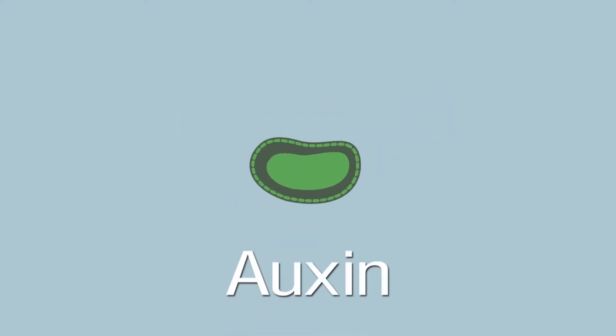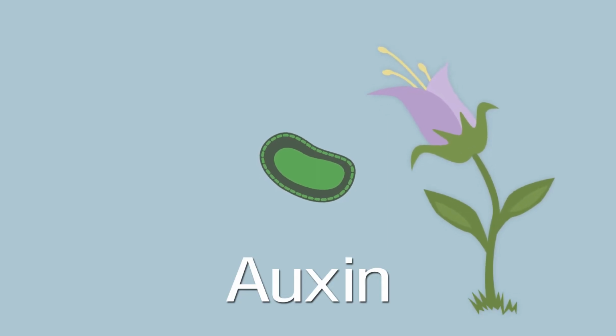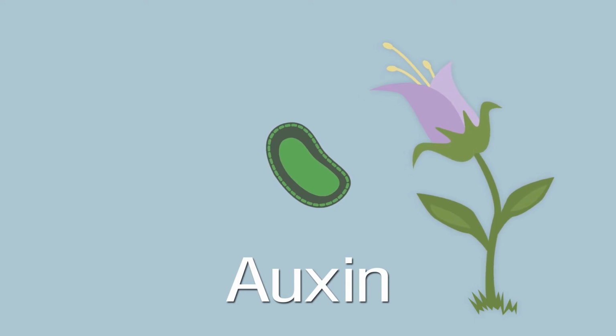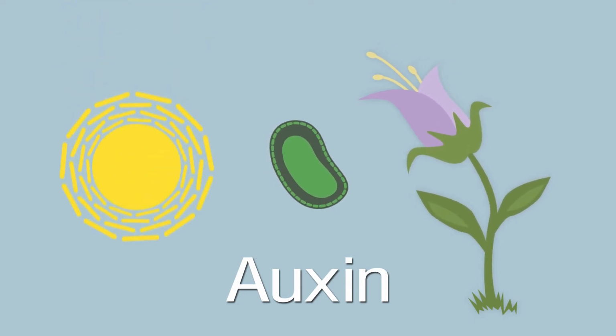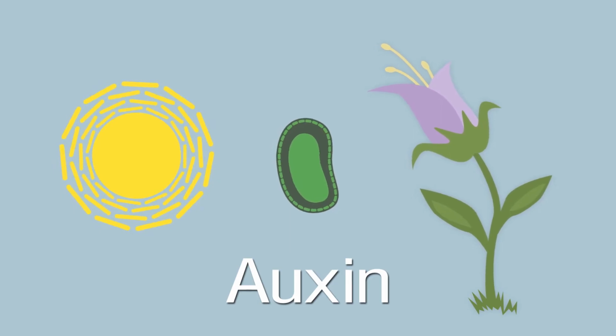Auxin is a plant hormone that has multiple functions. First, it controls vertical growth of the plant by promoting cell elongation in developing stems. A secondary function is phototropism, or controlling the direction of growth towards or away from light.